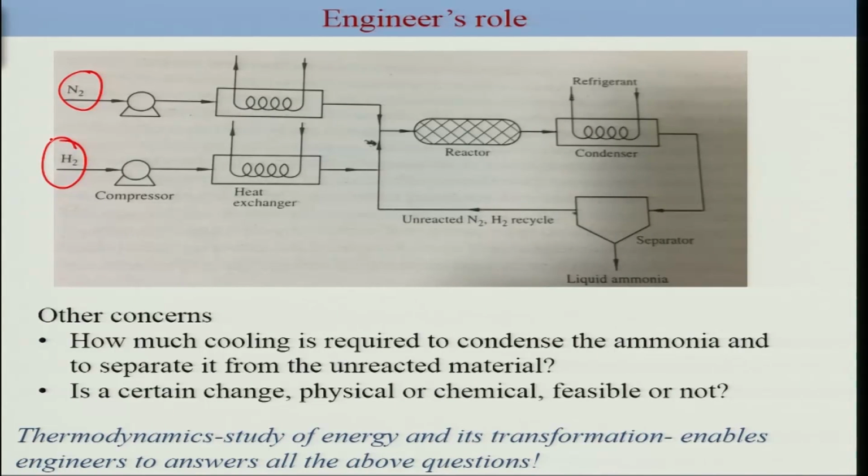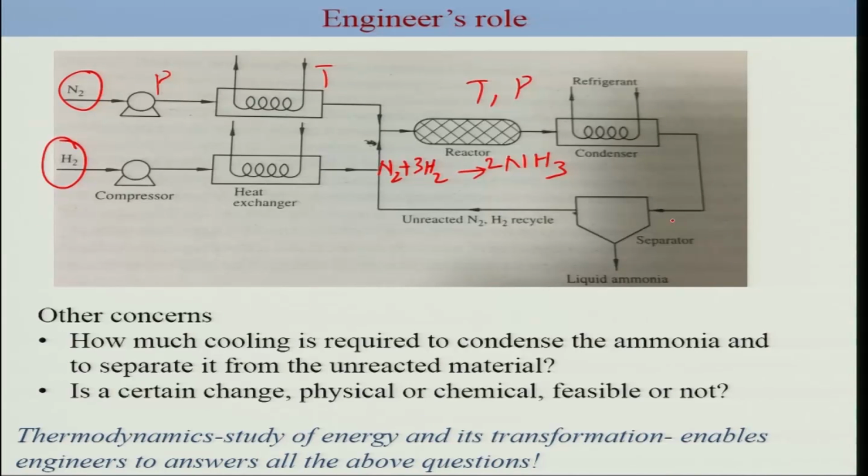You have got the nitrogen and hydrogen. Now you need to compress it and heat it. That means you need to increase its pressure and temperature to a specific temperature and pressure for the reactants. And once the reaction occurs, the NH3 is produced, and then you need to use some refrigerant in order to condense it.